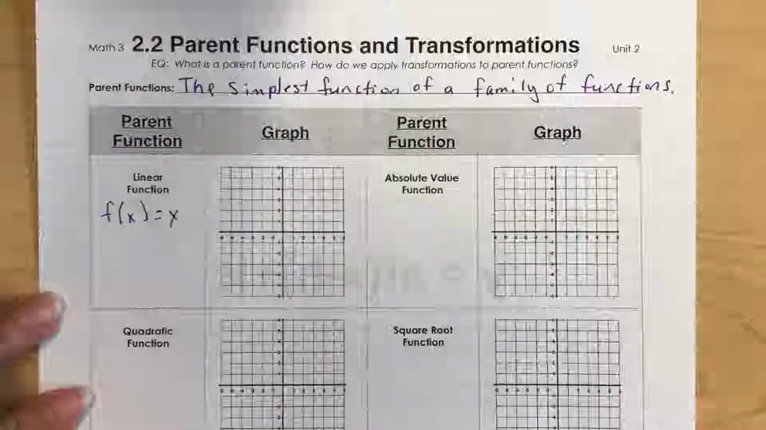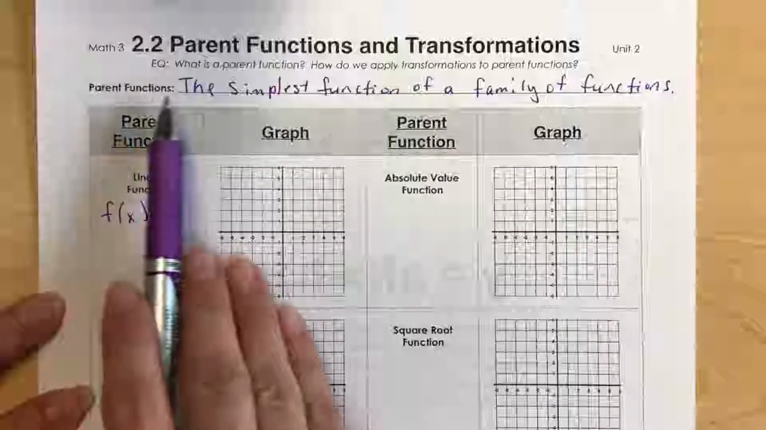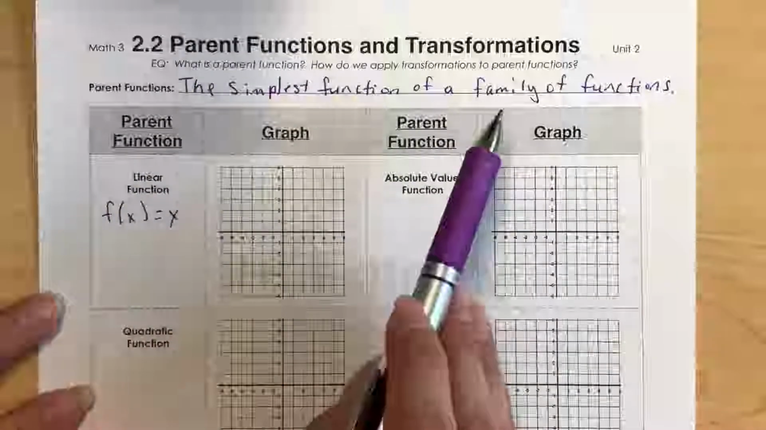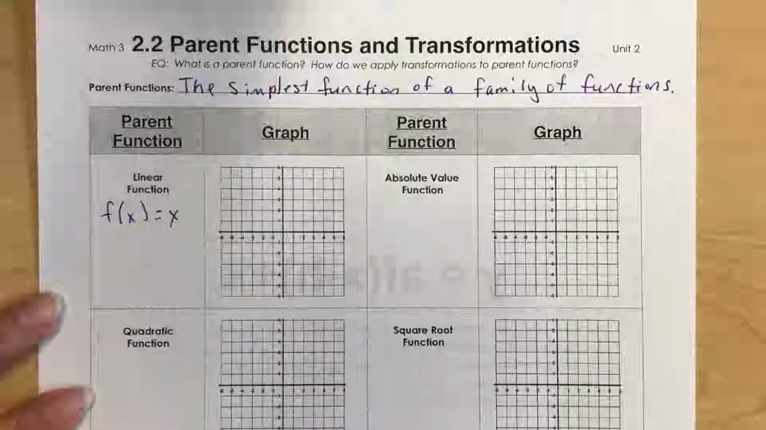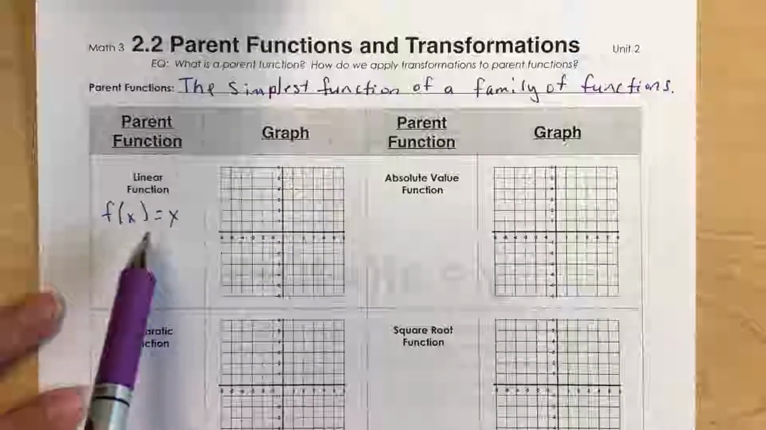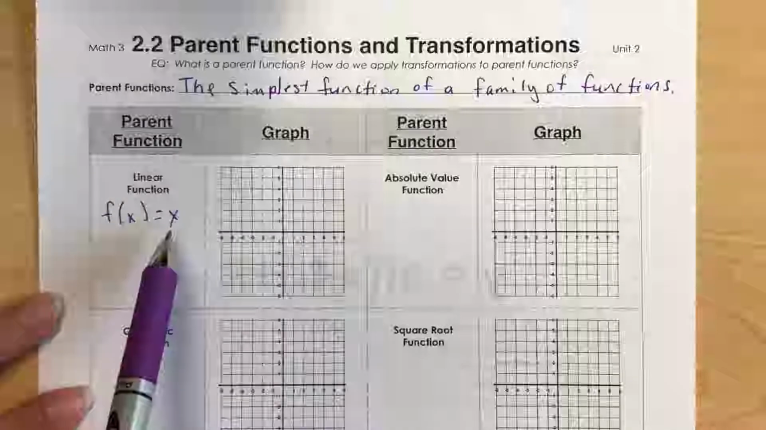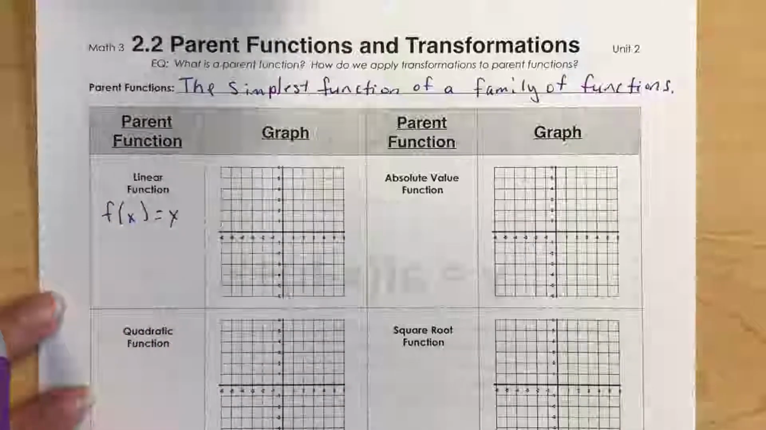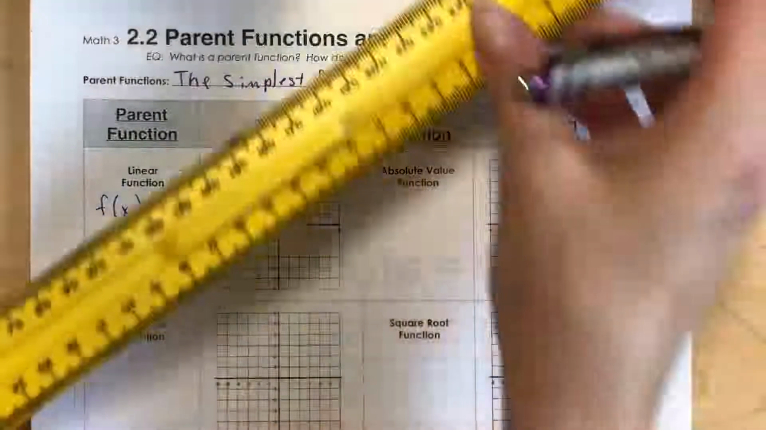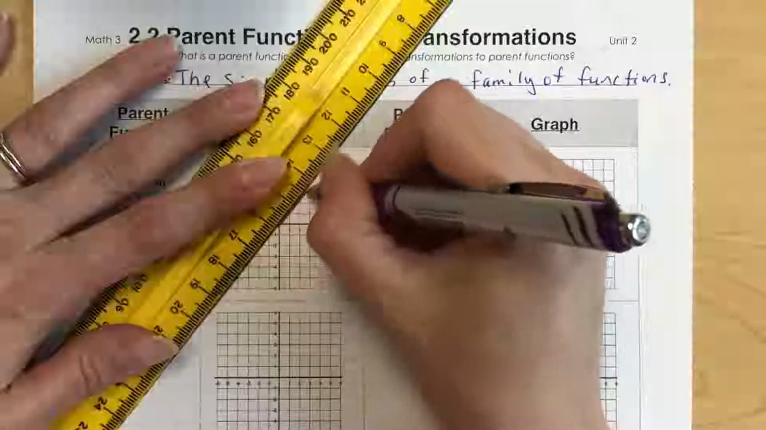So for example, the first one, the linear function. I'm sorry, I think I forgot to read this up here. The definition of a parent function is the simplest function of a family of functions. With a linear function, we have the equation f of x equals x. I know that's linear because it's not being raised to a second or a third power. There's no square roots involved. There's no exponents. This is just a basic straight line passing straight through the origin. So it looks just like this.